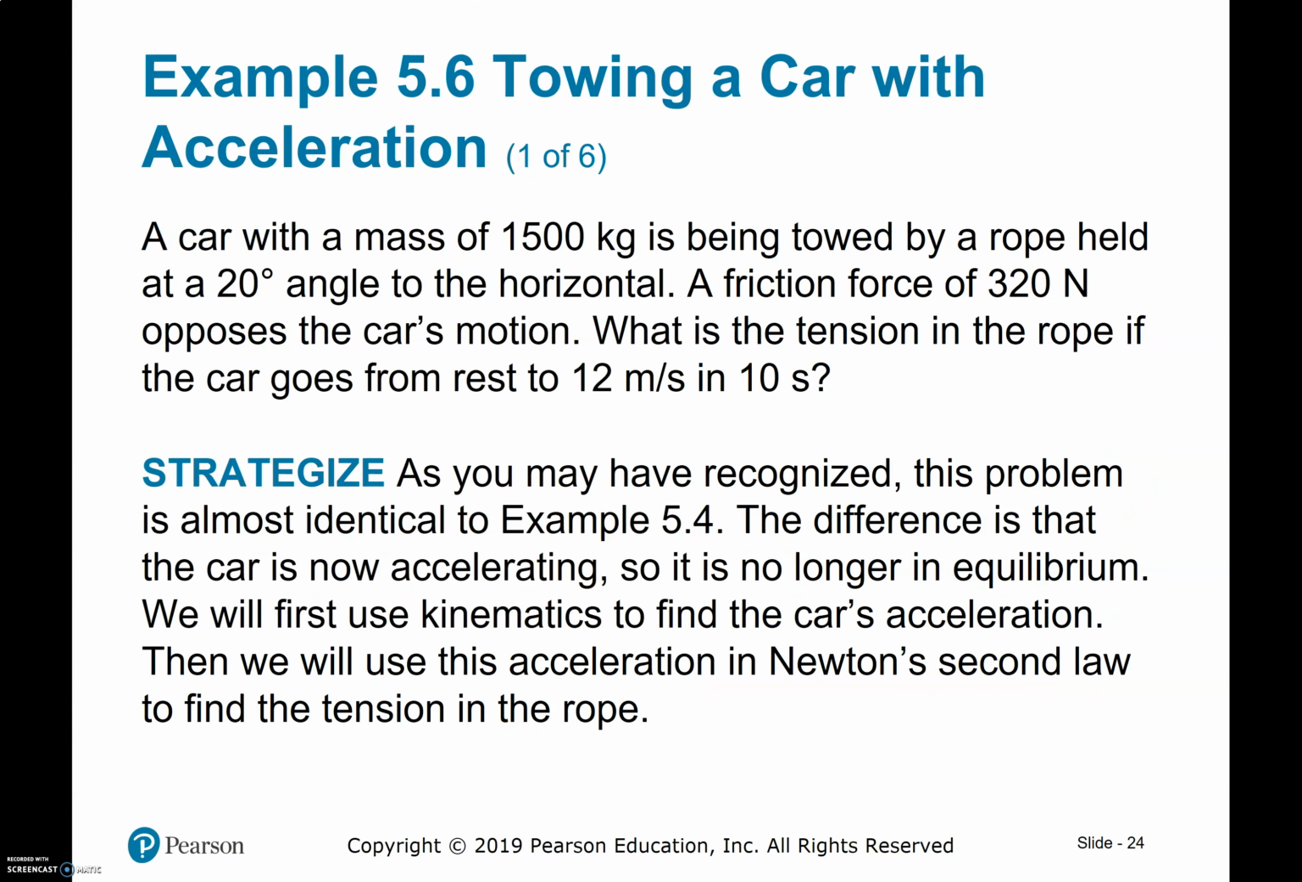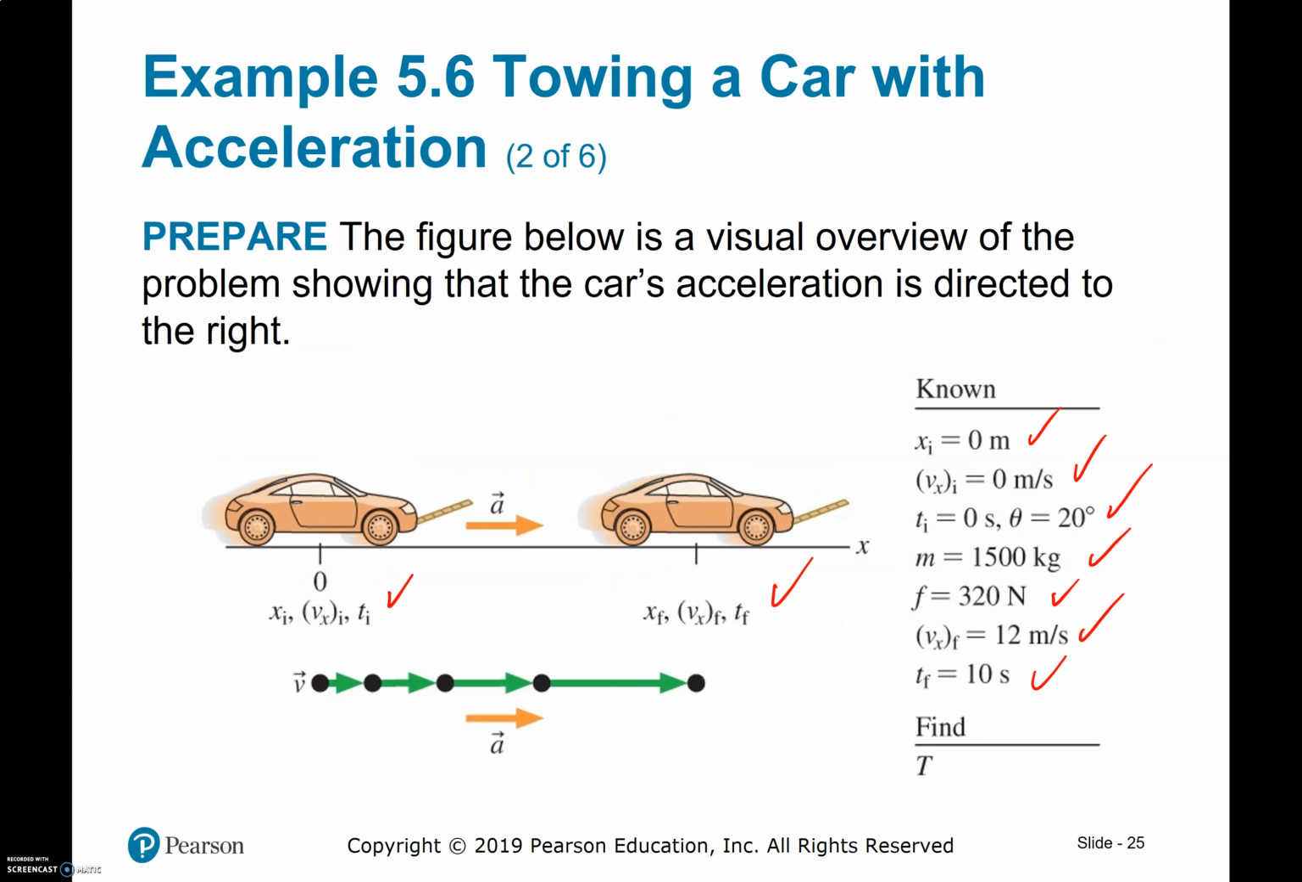I never read the problem, so let's just read it first. We have a car with a mass of 1,500 kilograms being towed by a rope at an angle of 20 degrees with the horizontal. There is a friction force. What is the tension when the car reaches a velocity of 12 meters per second in 10 seconds?